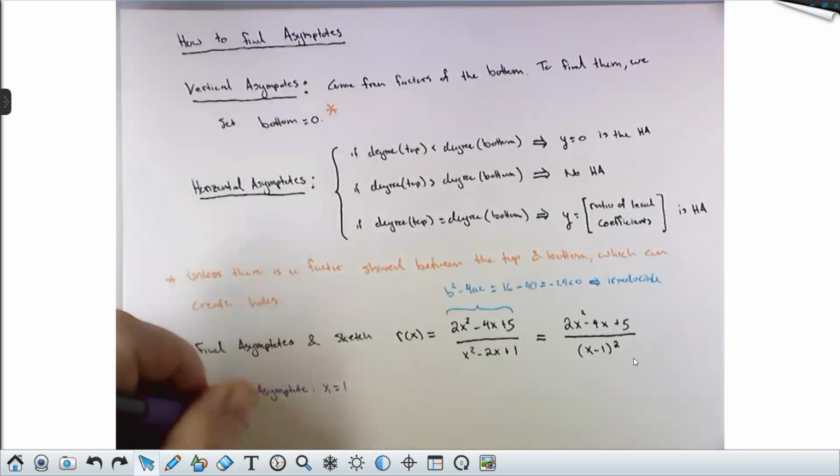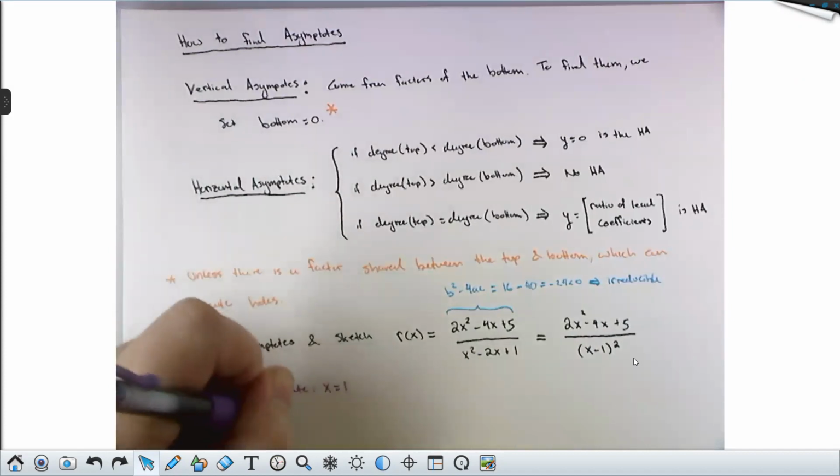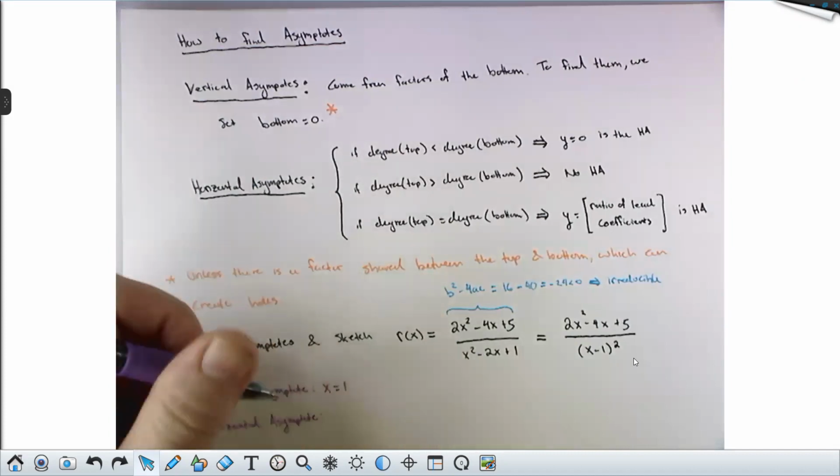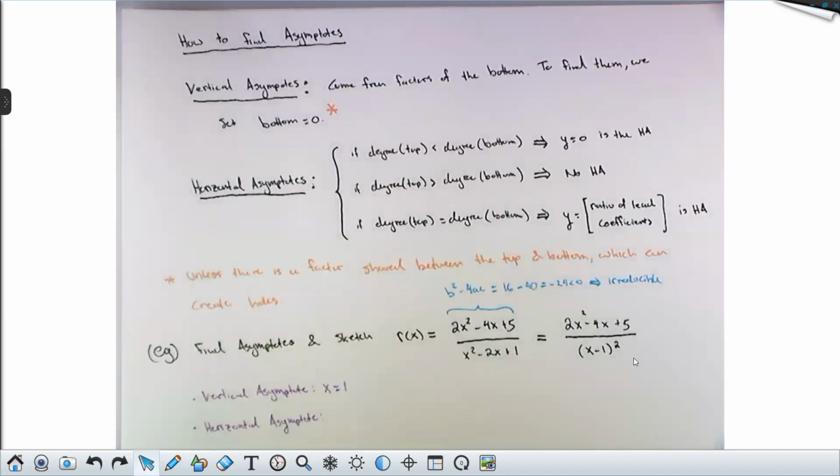And there's just the one of them. What about horizontal asymptotes? What kind of horizontal asymptote might this have? Which one of these three cases do we fall into? Would it be the last case?